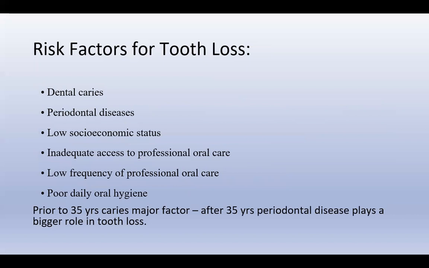So risk factors for tooth loss, obviously dental caries, periodontal disease, low socioeconomic status, inadequate access to professional oral care, low frequency of professional care, dental hygiene cleanings, and then poor daily oral hygiene. At 35 years or younger, typically caries is a major factor of tooth loss. And after 35 years and older, it tends to shift more to periodontal disease playing a bigger role in tooth loss than caries.